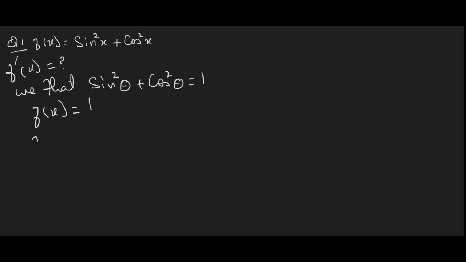Now taking the derivative, f dash of x becomes derivative of 1 whole divided by dx, and we know that the derivative of a constant function is always 0. So 1 is a constant function, therefore its derivative is 0, hence f dash of x is equal to 0 is our answer. This is the very simplest way to solve the question. We can solve it another way, by taking the derivative of sine square x plus cos square x individually. So see how we solve this question.